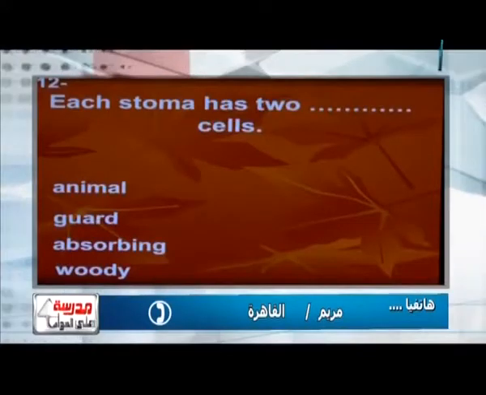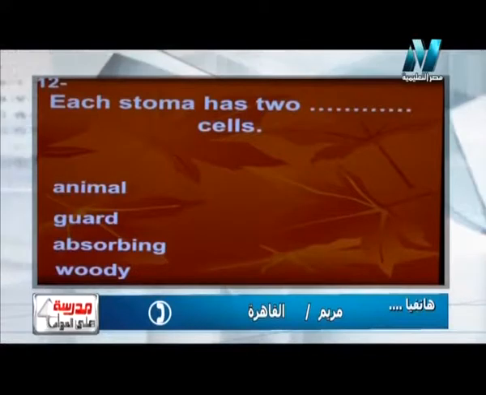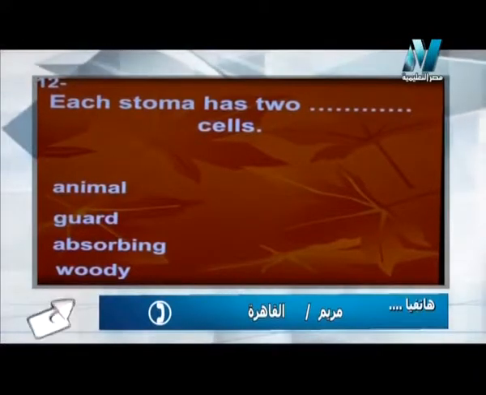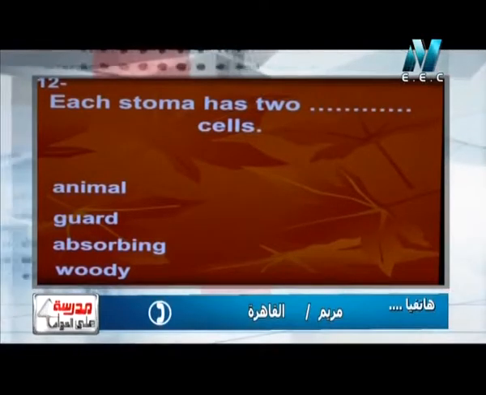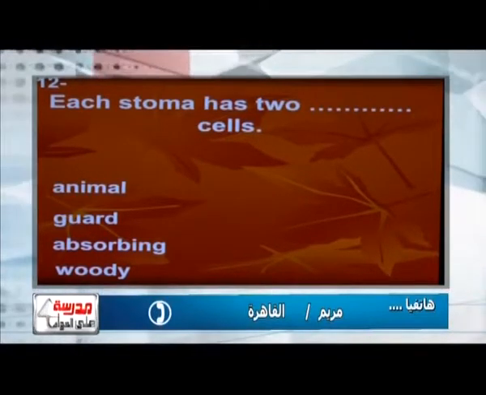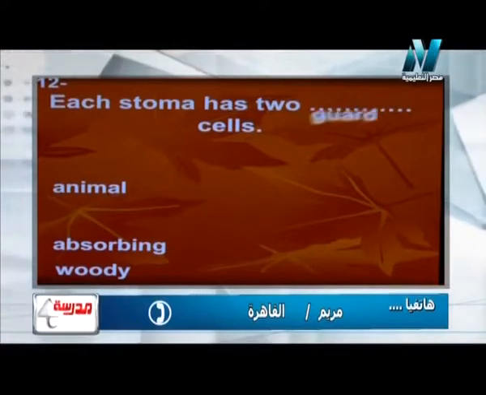Okay, I have another question for you, about the last lesson about the plant. Are you ready? The question says: choose the correct answer. Each stoma has two what cells? Animal cells, guard cells, absorbing cells, or woody cells. Guard cells. So again, each stoma has two guard cells.